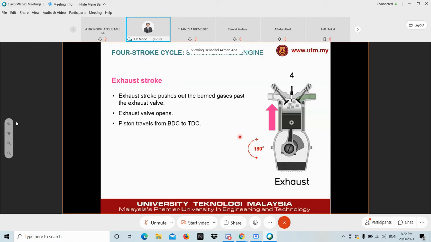So far you have 4 strokes to complete. And with the 4 strokes, then only you have the equivalent of 1 cycle. Okay. So don't be confused between 4 stroke and 1 cycle. It's totally different. Okay.